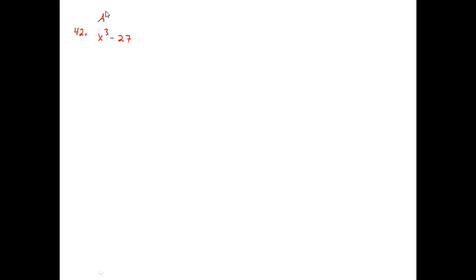So it should take me to this form. A to the third power minus b to the third power. And it's minus because it literally says minus. And that's going to become a minus b times a squared plus ab plus b squared. So again, all I need is the a and the b.